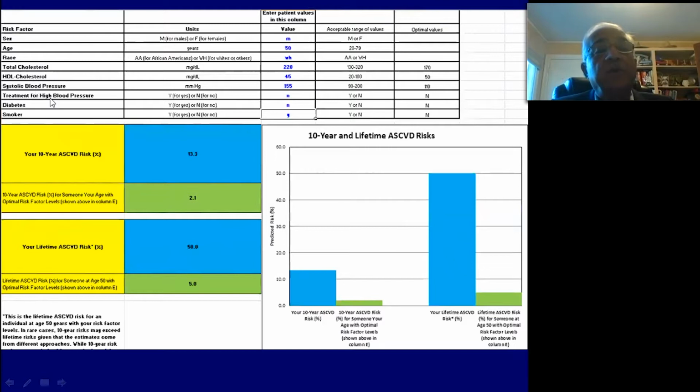Is the patient being treated for high blood pressure? Do they have diabetes or not? And are they a smoker or not? So by doing this exercise, you come up with a 10-year risk shown here, and you get a number. In this particular case, I'm sure it's not easy to see for you, the risk was 13.3%. So this patient, even if he's not diabetic, would be a candidate for intensive statin therapy.